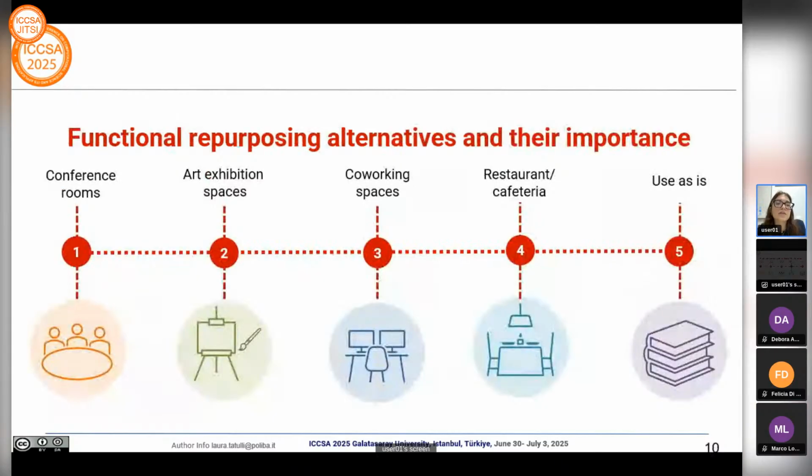These are the functional reproposing alternatives. The different uses considered for the building were, first, the use of the spaces as conference rooms, which is the implementation of spaces to host events organized by public or private entities, designed to be subject to the payment of an hourly fee. And this alternative includes the promotion through social media channels or press review.